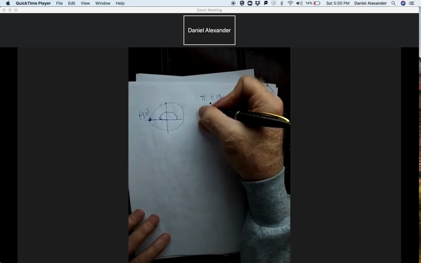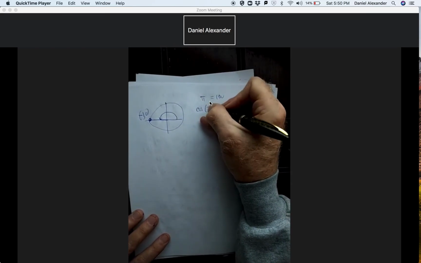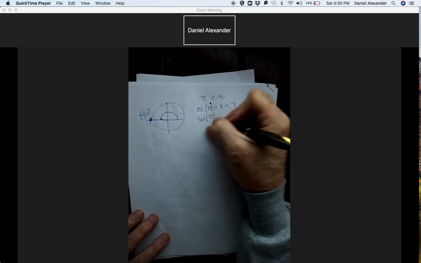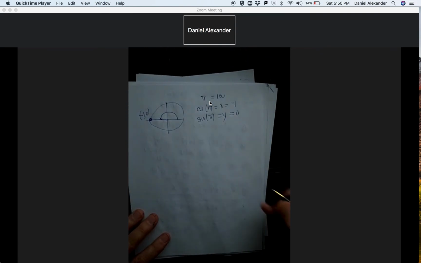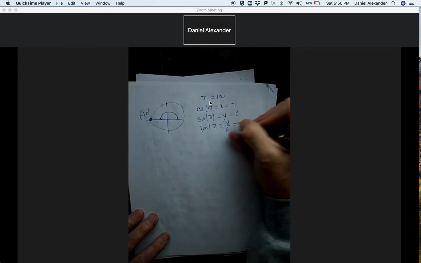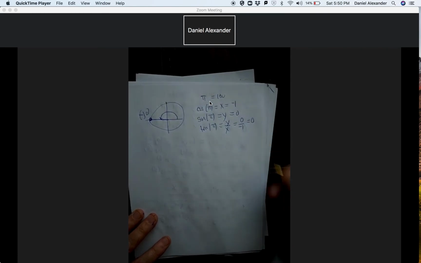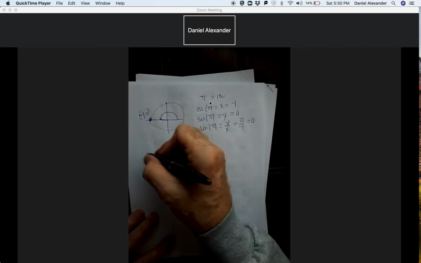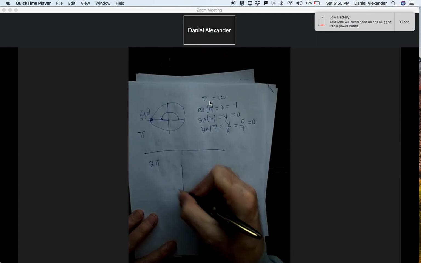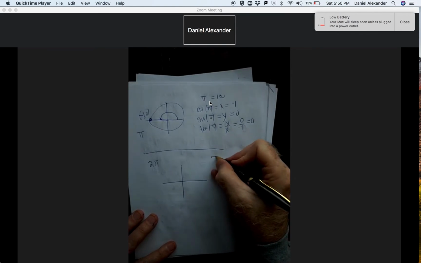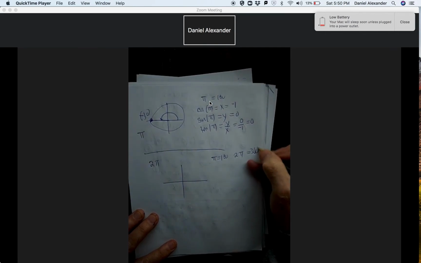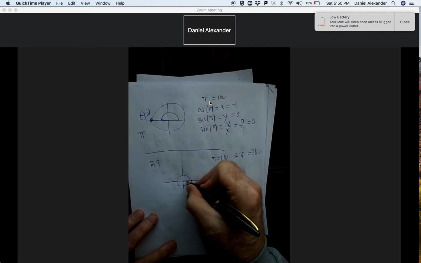So again, we're going to have cosine pi equals x equals minus 1. Sine pi equals y equals 0. Tangent pi is y over x. 0 over minus 1, so that's 0, that exists, and we're done. So then we do 2 pi. You know what's going to happen here. Pi is 180. 2 pi is 360. That's going to be one trip around the circle, so we're back where we started.